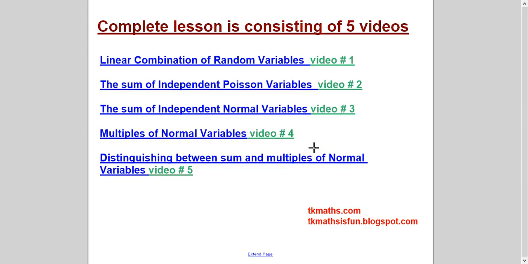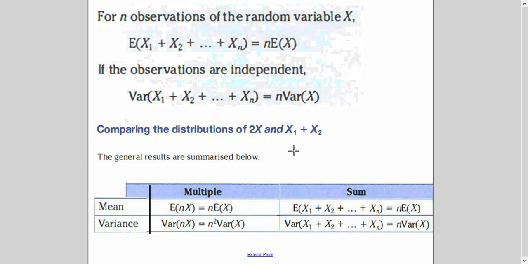So let's continue. I have taken 2 examples here, rather one example, which is a very good example, which will cover both these concepts. So first of all, let's see what is the difference between sum and multiple.